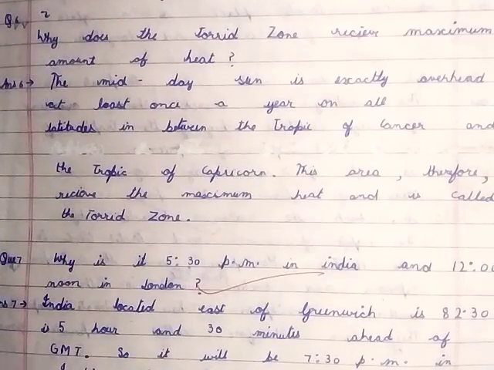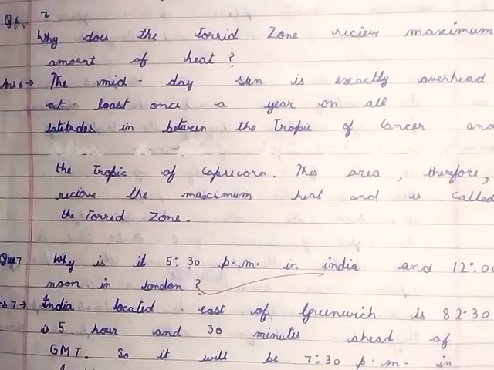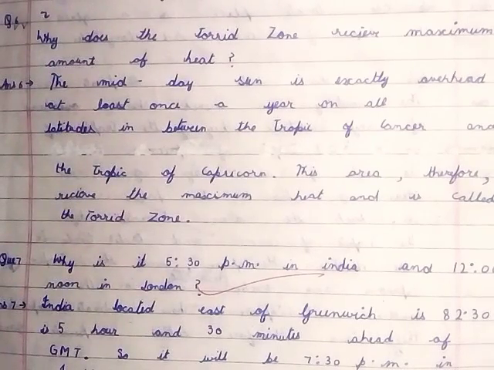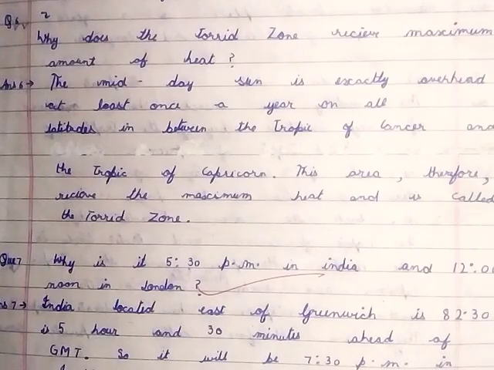Question number 6. Why does the torrid zone receive maximum amount of heat? The midday sun is exactly overhead at least once a year on all latitudes in between the Tropic of Cancer and the Tropic of Capricorn. This area therefore receives the maximum heat and is called the torrid zone.